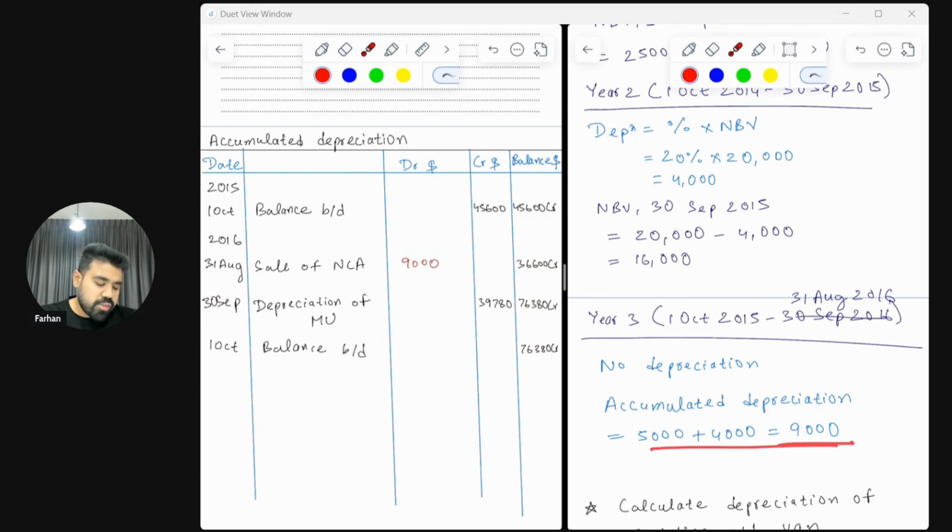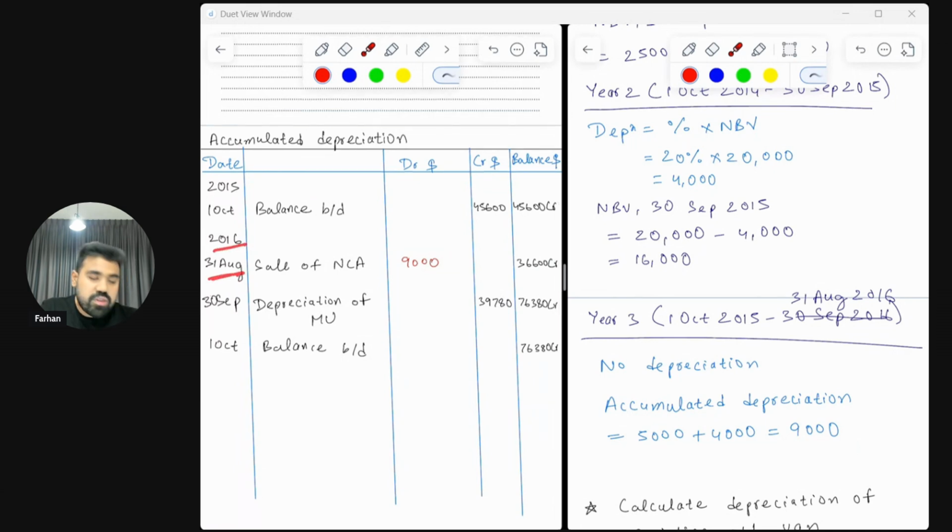Now, if we are selling this asset, it does not belong in the books anymore. Therefore, within the accumulated depreciation account, we have to remove this asset. We have to remove the accumulated depreciation for this asset from the total accumulated depreciation account, which has the record for all assets, right? Therefore, on 31 August 2016, which is the day of the sale, we are removing $9,000, which is the total depreciation for this specific asset, with the cross-reference being sale of non-current asset. And because we're removing it, this is on the debit column.